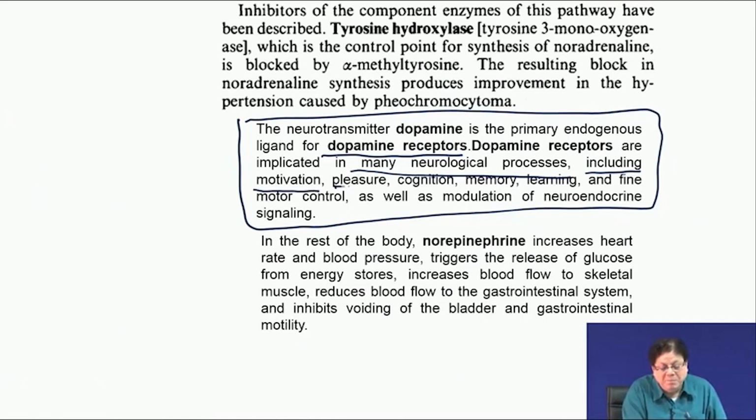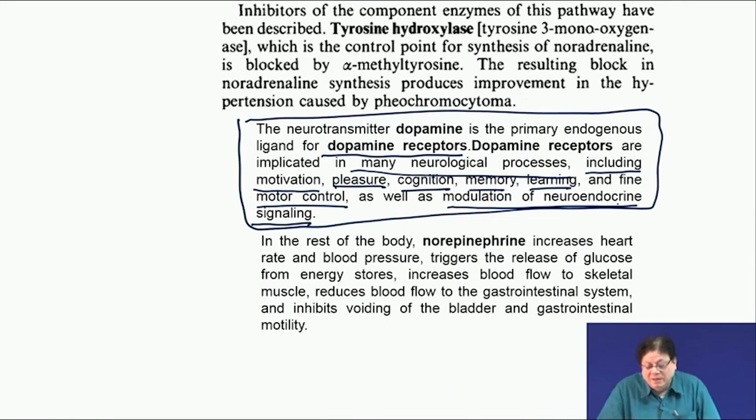motivation, pleasure, cognition, memory, learning, fine motor control, that means the way we move our hands and limbs, as well as the modulation of endocrine signaling, neuroendocrine signaling. Okay. That is basically the modulation of signaling by the hormones generated from the endocrine glands. Okay, because the hormones are usually secreted from the glands. So, you see that there are so many effects that neurotransmitters like dopamine have.